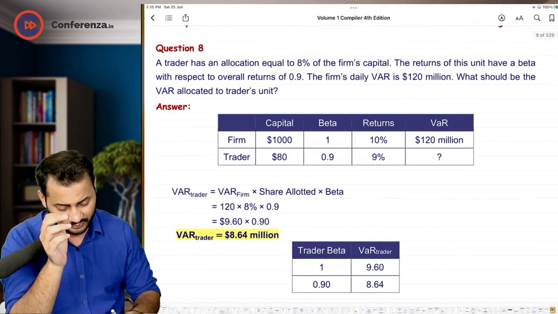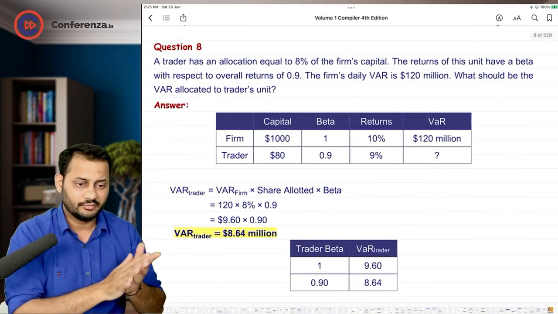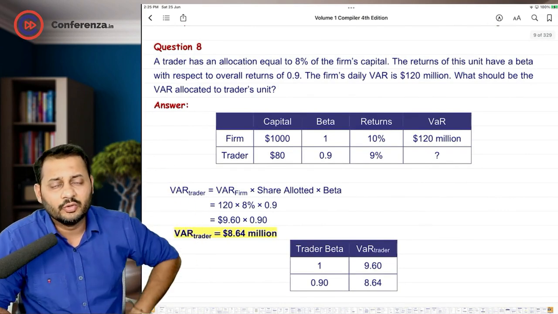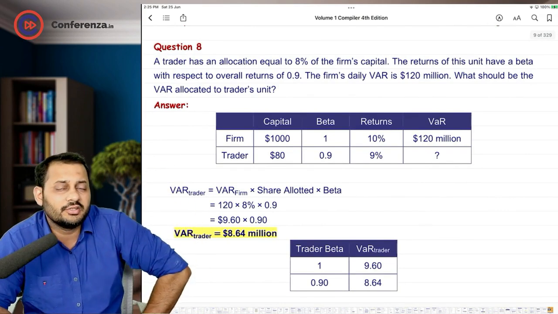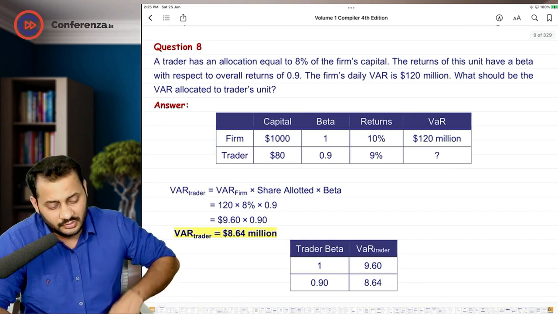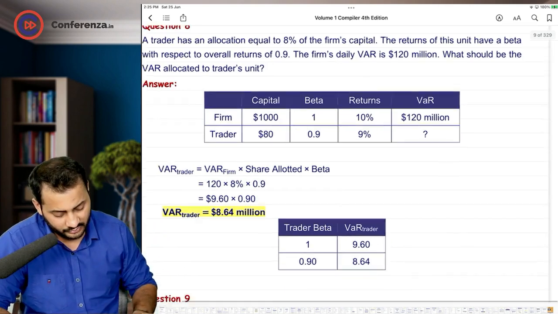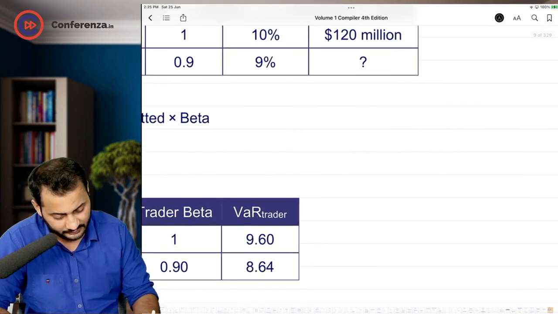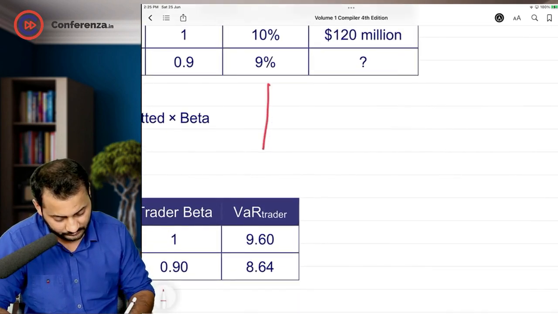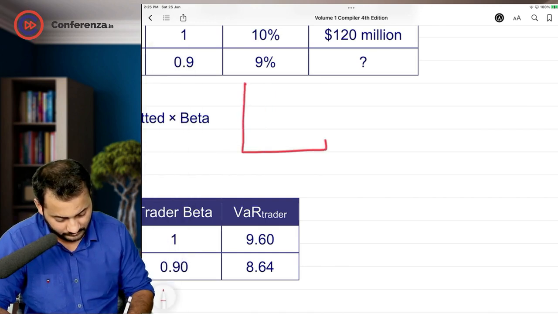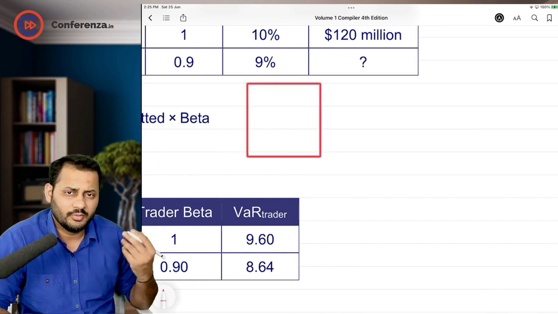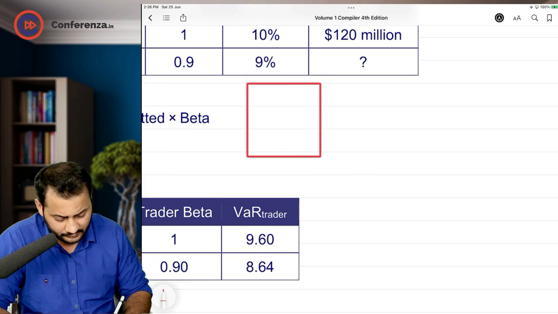Now come to the question and just have a look at it. It is going to be a good discussion. A trader has an allocation equal to 8% of the firm's capital. So first of all, we are going to draw the firm's capital part. Let's say, for example, this is the firm's capital, no matter how much amount is given.